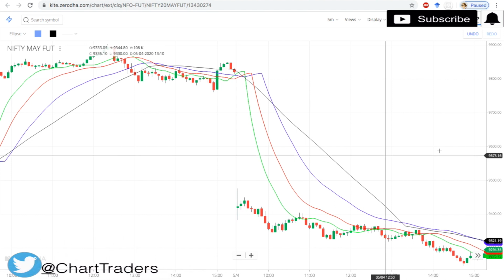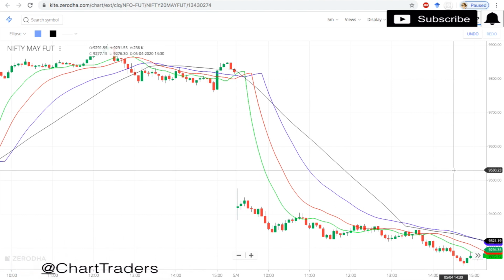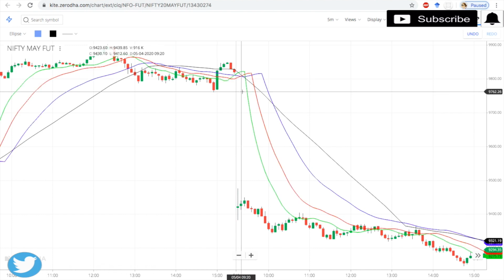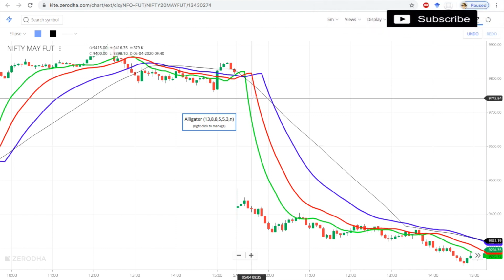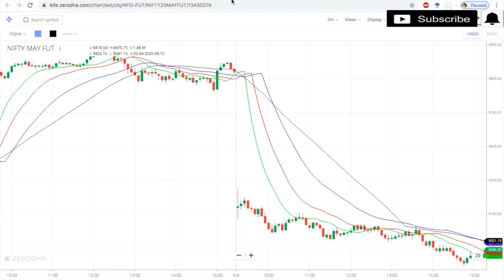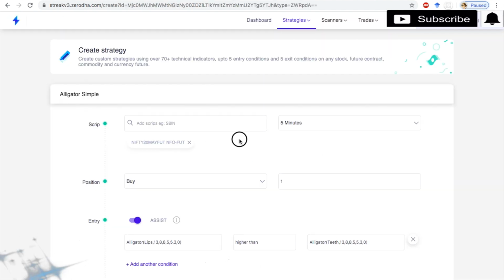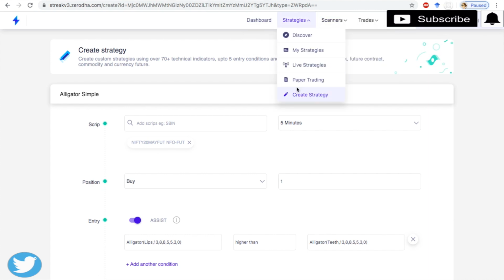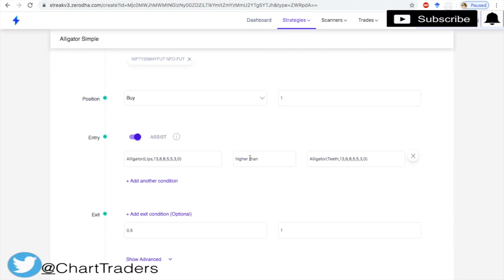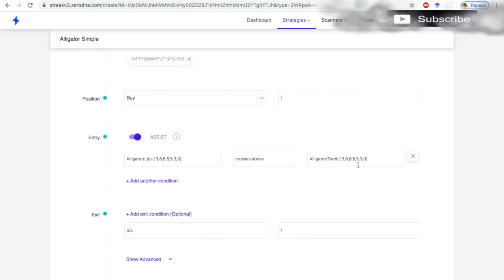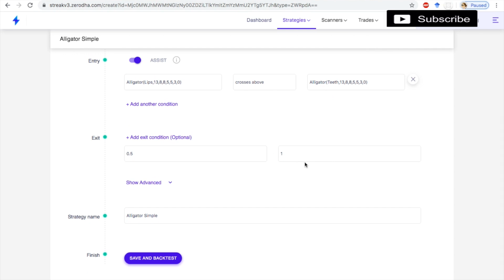Now I am going to backtest this alligator indicator. That is a simple alligator indicator strategy which has a stop loss of 0.5 percent and a target of 1 percent on Streak. If you don't know what Streak is, just watch my video, introduction to Streak. The link is given below in the description box. So in Streak, click on strategy, create strategy. I am going to apply it on the Nifty future 5-minute chart, buy one lot when our lips line crosses above your alligator teeth line. My stop loss is 0.5 and target is 1.